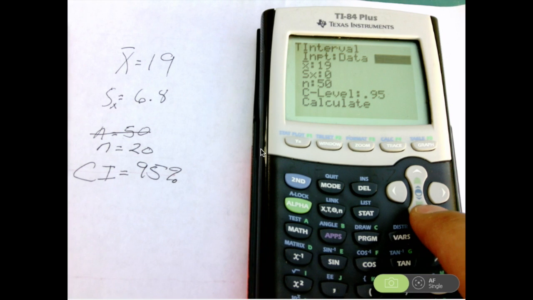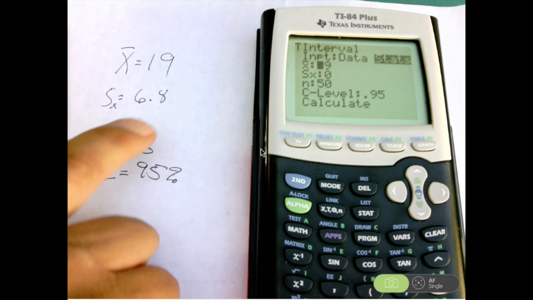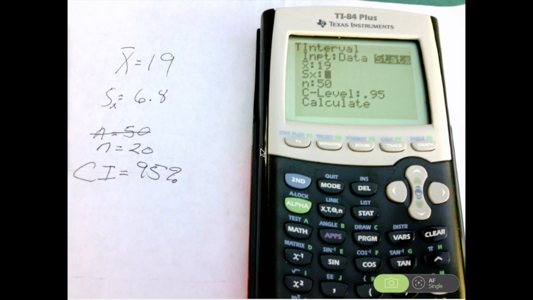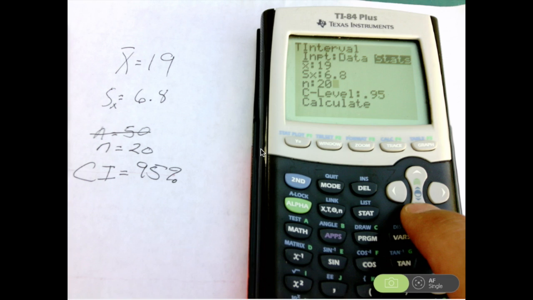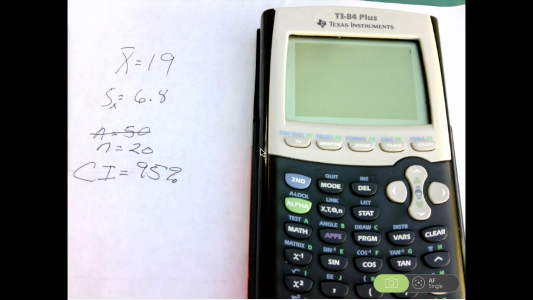It is still asking me for my sample mean, which is still 19. This time it's asking for my sample standard deviation. So we're going to enter 6.8. And my sample size, which in this example is now 20. Still want the 95% confidence level. When I calculate, it should be no surprise that my interval has actually grown since my sample size went from 50 to 20. If you're not sure why that happened, please again refer to your notes or ask assistance from your teacher.